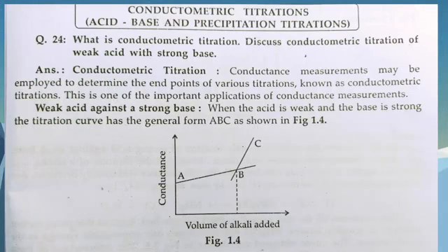So now dear friends, in this video lecture, let me discuss first of all what is the conductometric titration. Discuss the conductometric titration of weak acid and strong base. So what is conductometric titration? Conductance measurement may be employed to determine the end point of the various titration known as the conductometric titration.